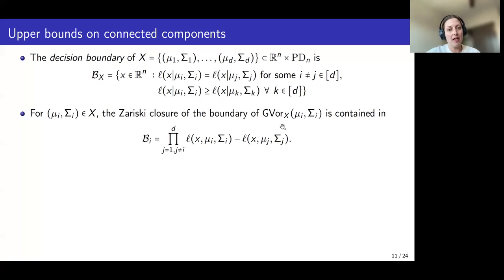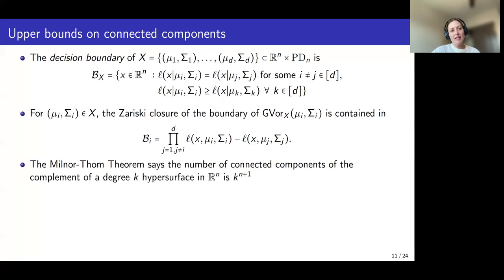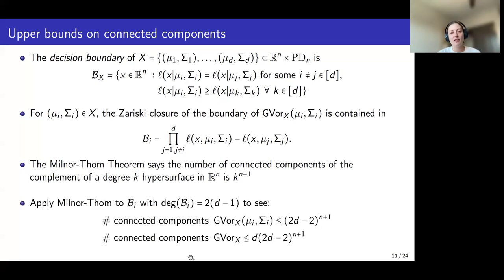Okay, and so why do I want to do this? Well, now I at least am setting my problem up so that I can get an upper bound essentially for free. There's this celebrated Milnor-Thom result that says the number of connected components of the complement of a degree k hypersurface in R^n is at most k^n plus 1. And so using the fact that my number of connected components is at most the number of components of this hypersurface, I can apply this result.